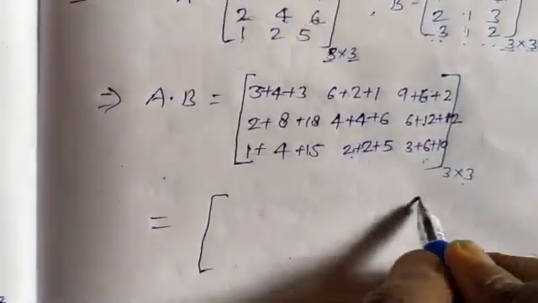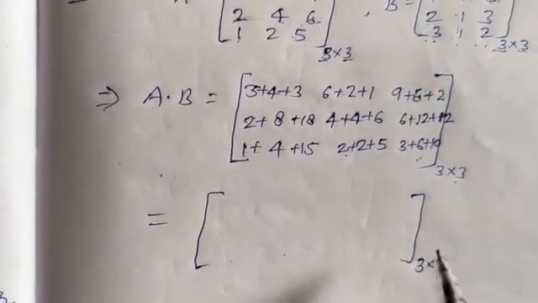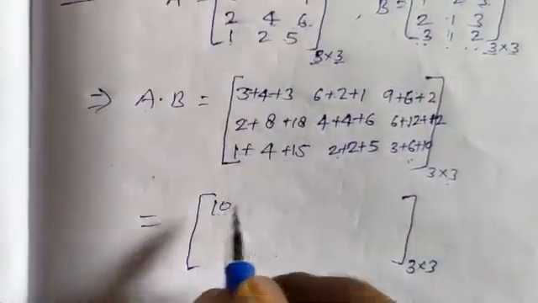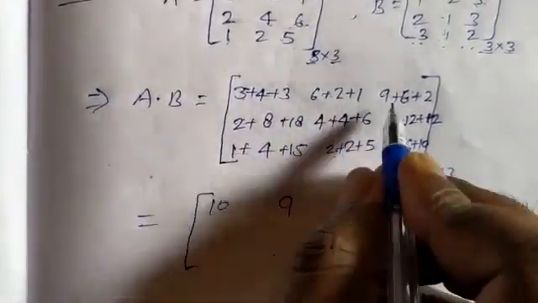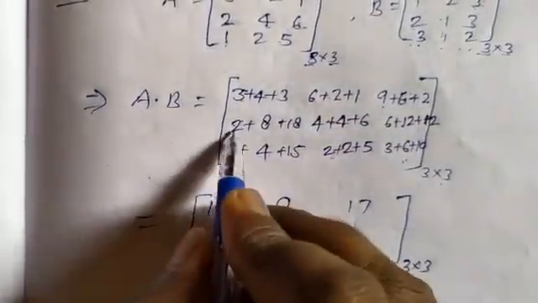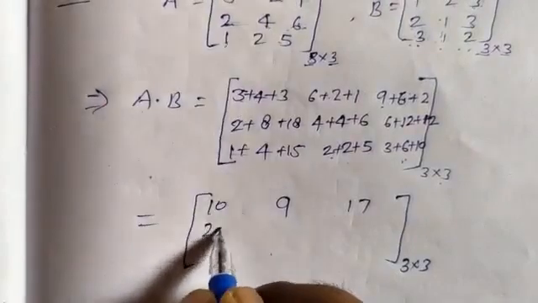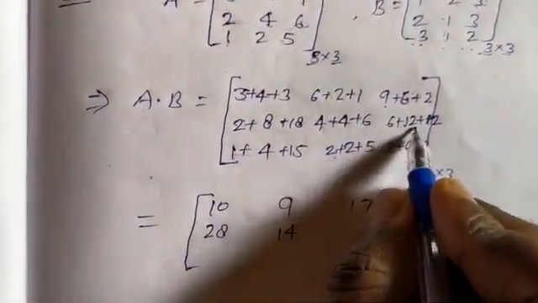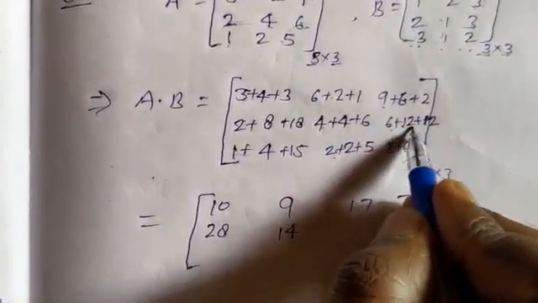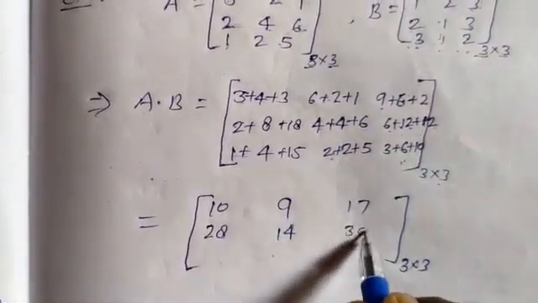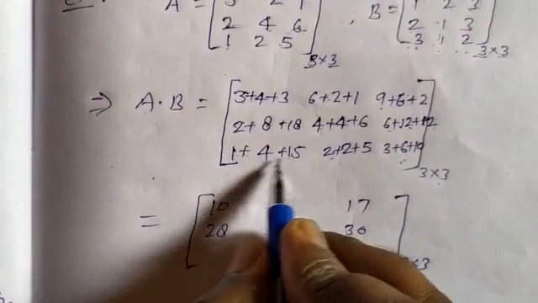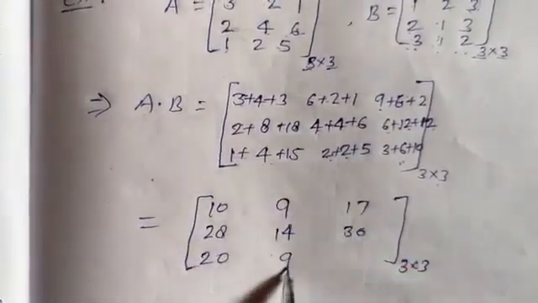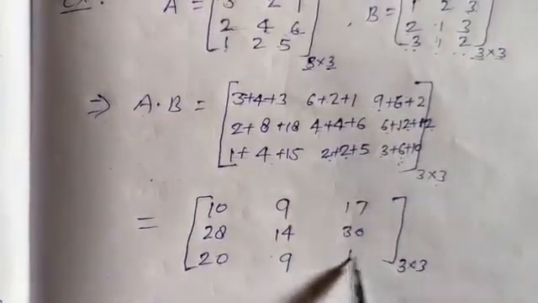Now complete solution. This will be 3, 4, 3, 7, 10, 3, 10, 9, 17, 28, 14, and here will be 6 plus 12 plus 12, 30. This will be 1, 4, 5, 20, 2, 2, 4, 5, 9, and 3, 6, 9, 10, 19.